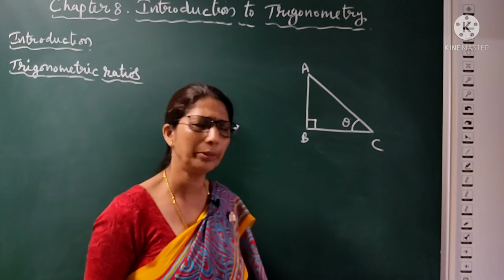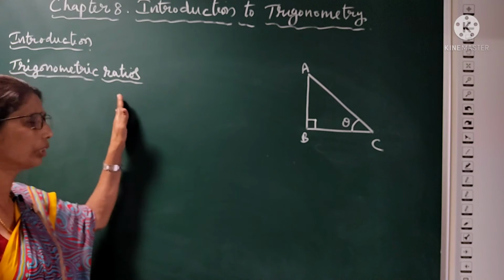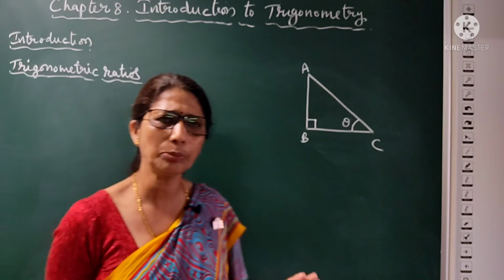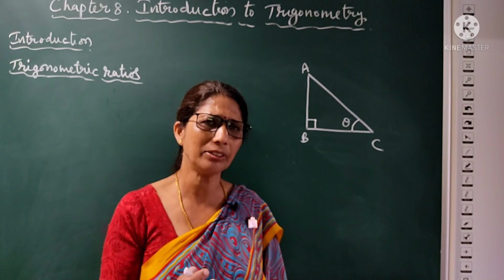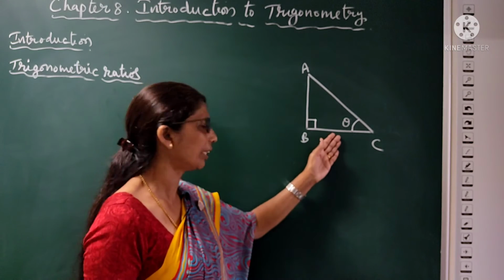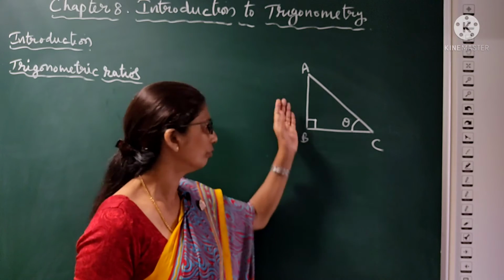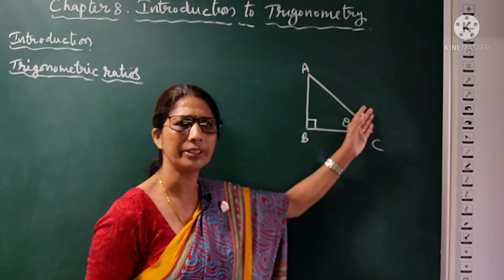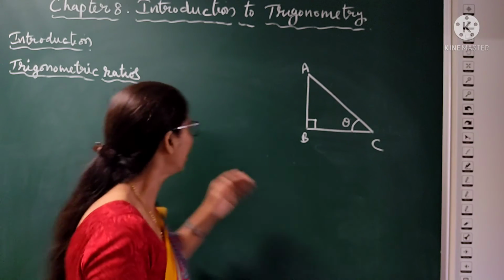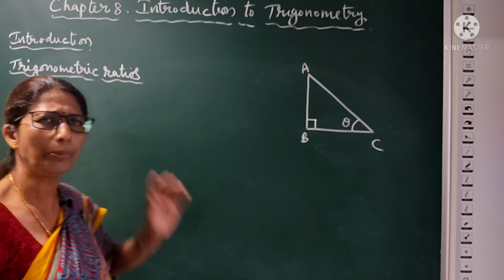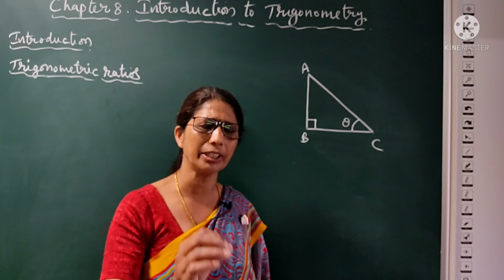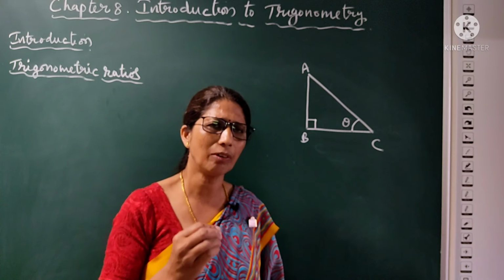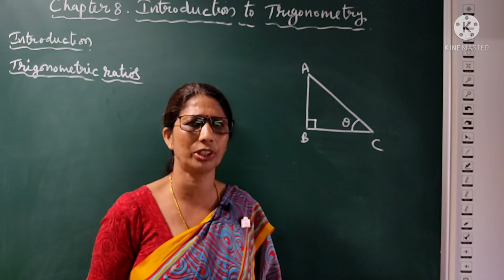The next topic is trigonometric ratios. First we will see the meaning of ratios. Ratios means comparison, comparing two things. Here we can compare these sides. We are comparing AB, BC, or BC, AC, or AB, AC. That comparison we are calling ratios. Trigonometric ratios means we are taking trigonometric functions. First we have to see how many trigonometric functions there are.